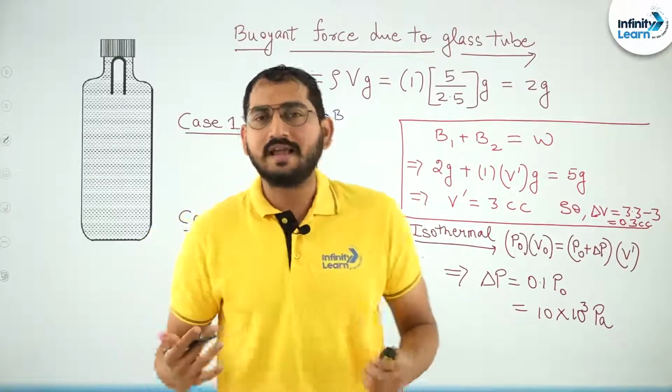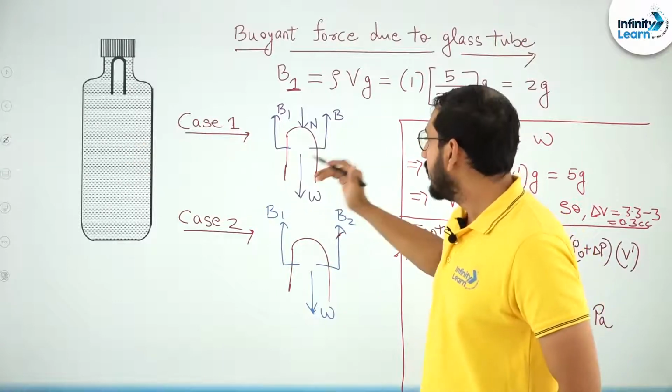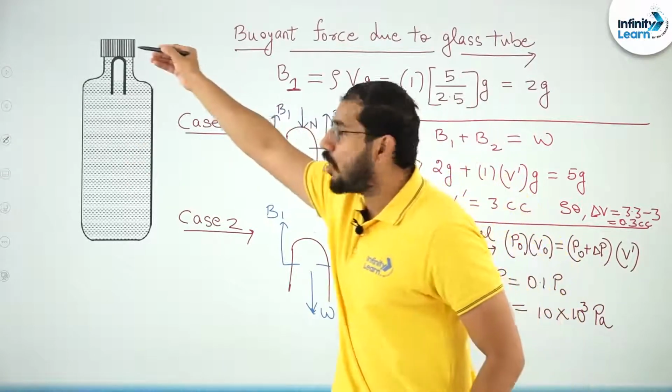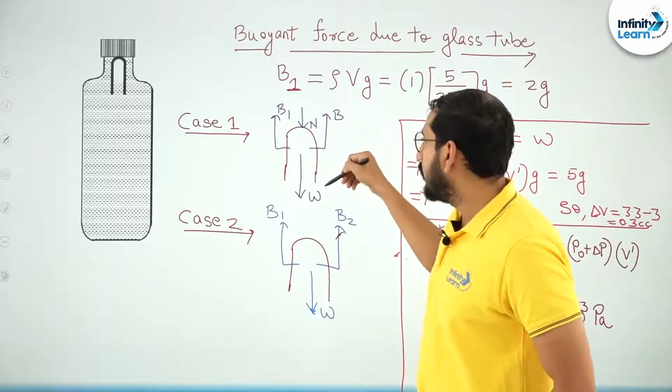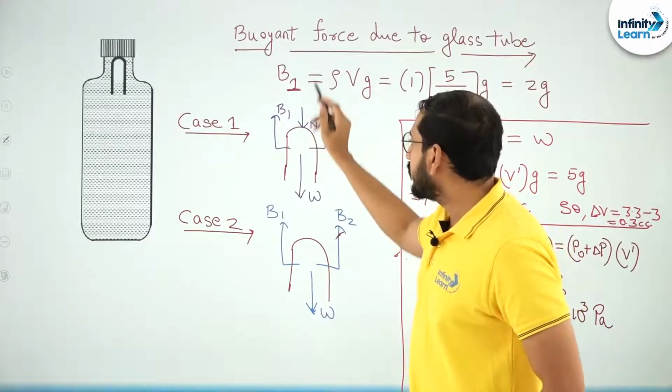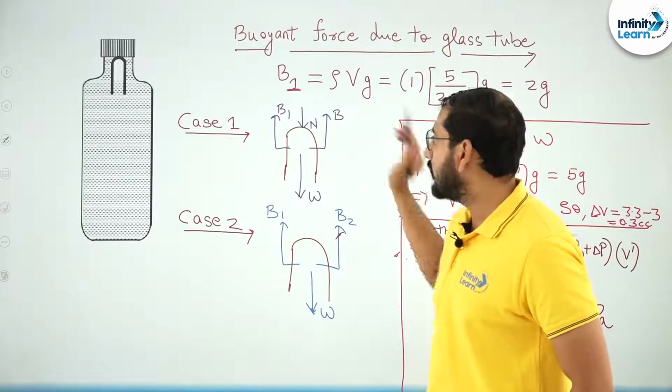So initially, before squeezing this ball, in my starting case, this tube is actually touching the cork. Because of that, some normal reaction is also acting on it. So some buoyant force because of the tube is there, some buoyant force because of the trapped air is there, weight is there, and normal reaction is there.